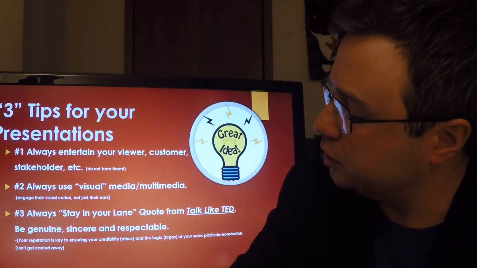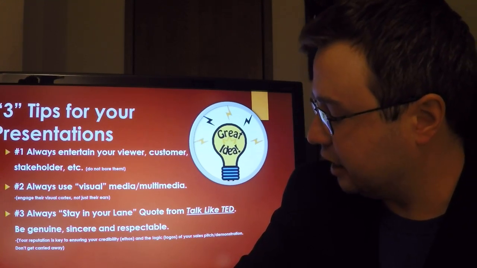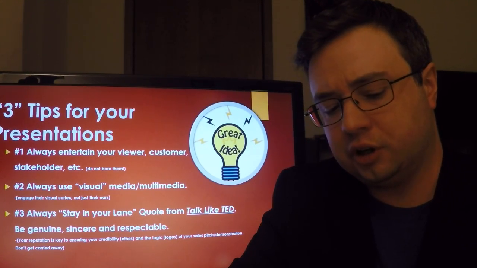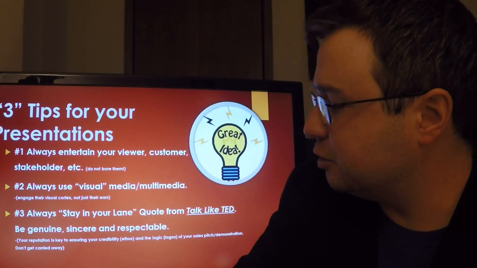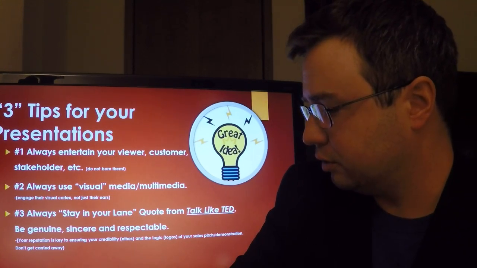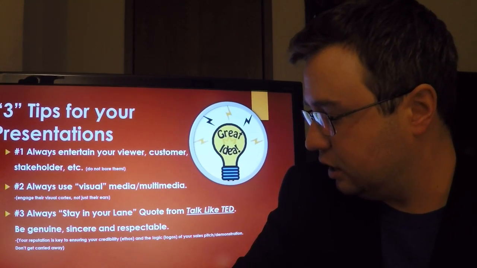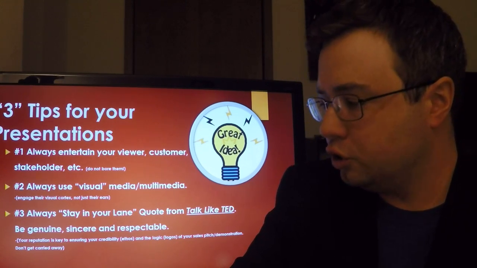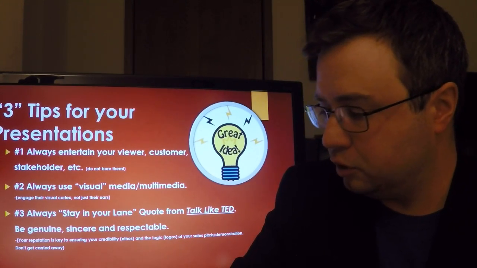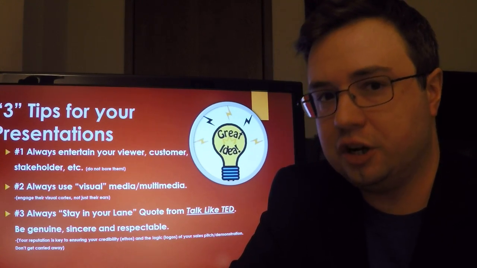And then, last one. This one's kind of obvious, but sometimes forgotten. Always stay in your lane. This is a quote from the Talk Like TED book about the speakers of the TEDx conferences. It basically means be genuine, be sincere, be respectable. Your reputation is key to your credibility and your logic. And if you don't have that respectable persona, people will just toss your whole message out.